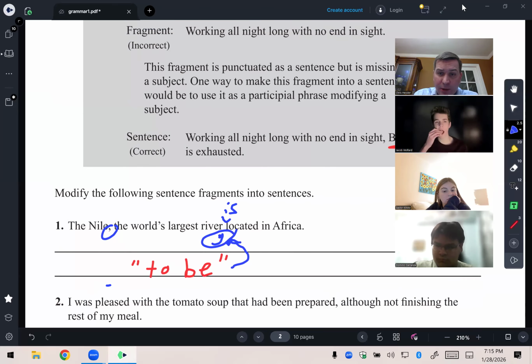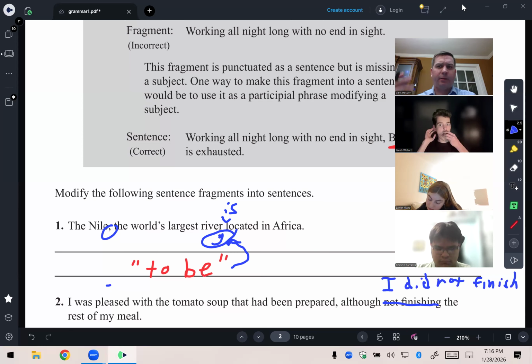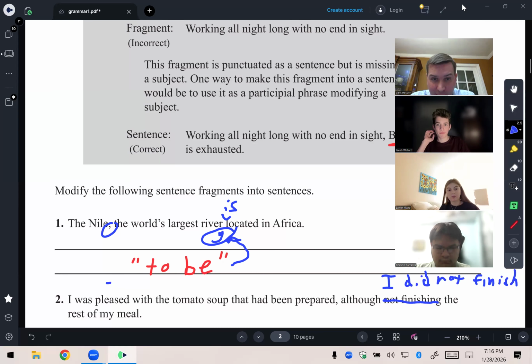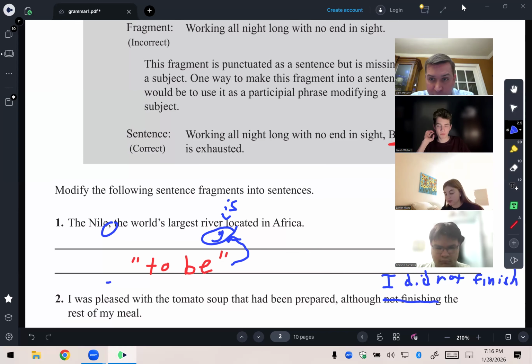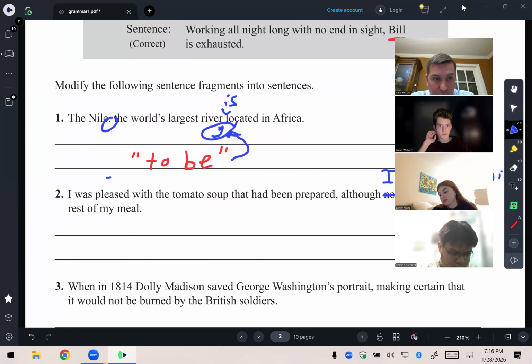I'm going to say, although I did not finish the rest of my meal. All right, so now it is no longer a fragment. And sorry, it's hard to write on this tablet. It's not like writing on a chalkboard. I don't know why it's so hard to write on this. It's glass. All right, so I was pleased with the soup, although I did not finish the rest of my meal. All right, I will let you try number three.